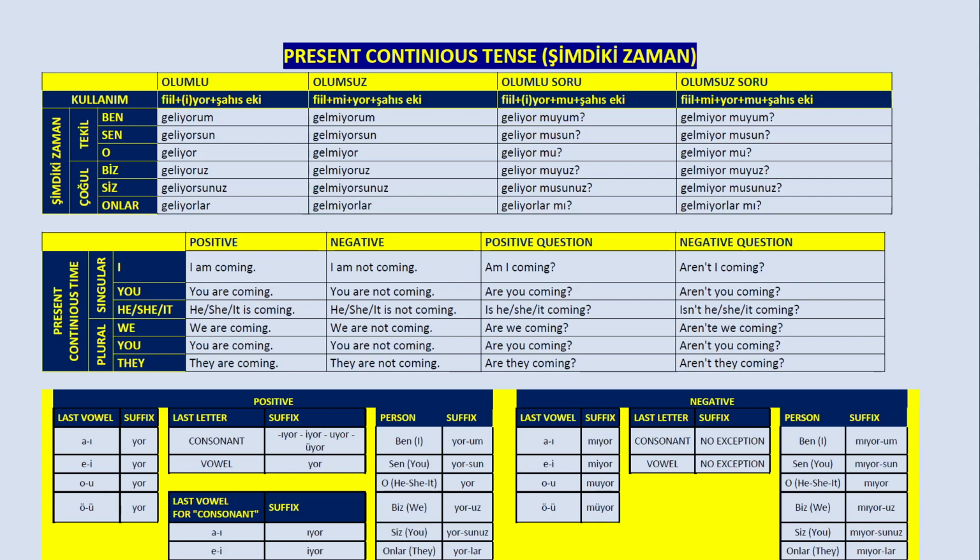In positive question, verb, our modal suffix, the question suffix mu, and the personal suffix. In negative question, fiil, negativity suffix, modal suffix, question suffix, and personal suffix.